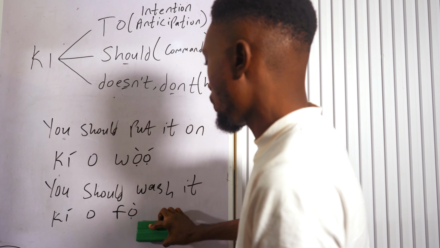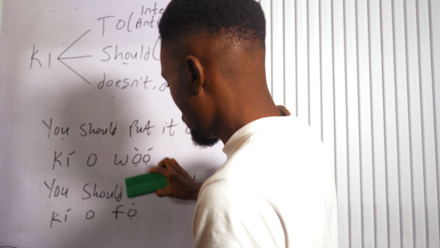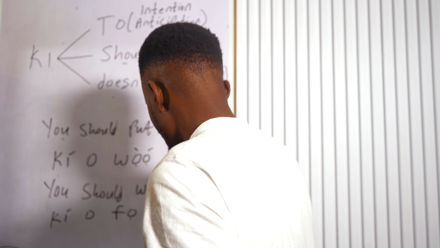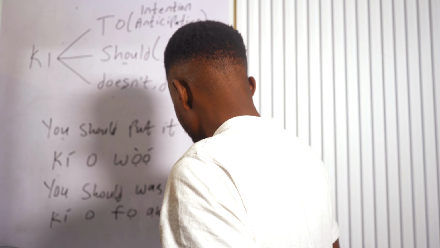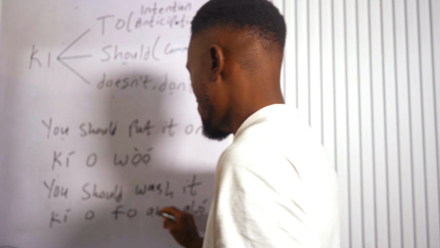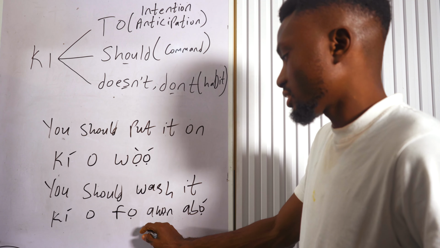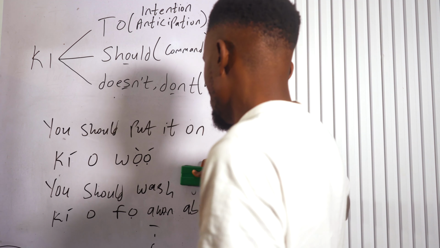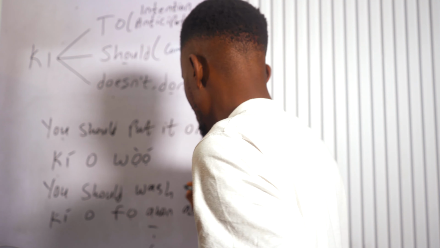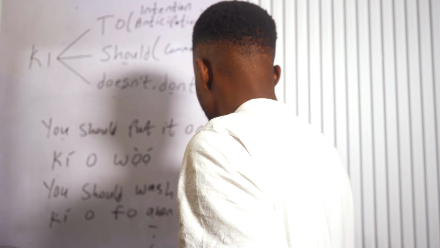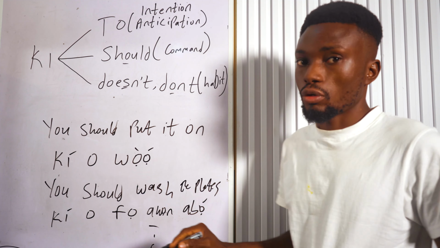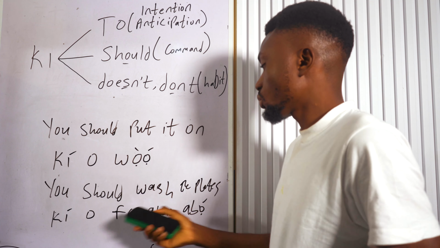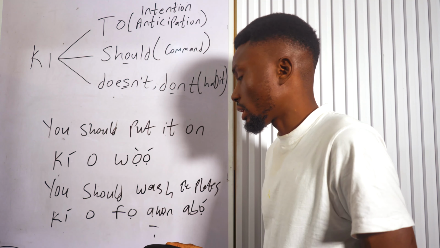But if it's kí o fọ̀ àwọn abọ́, abọ́ is plate, and àwọn is plurality. That is plates. It's just S. You should wash the plates. Kí o fọ̀ àwọn abọ́. So should is majorly used to give command. Actually, you should wash the plates. Kí o fọ̀ àwọn abọ́.